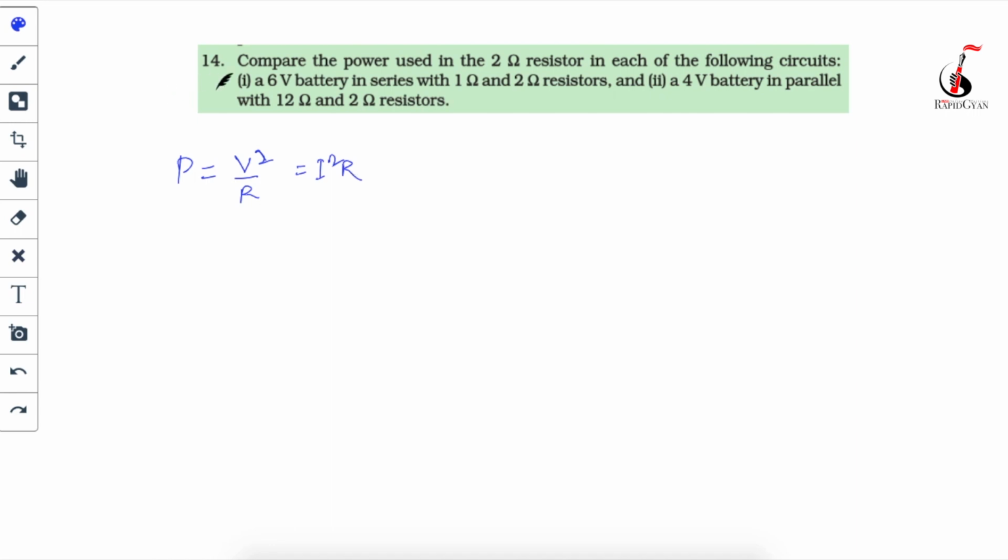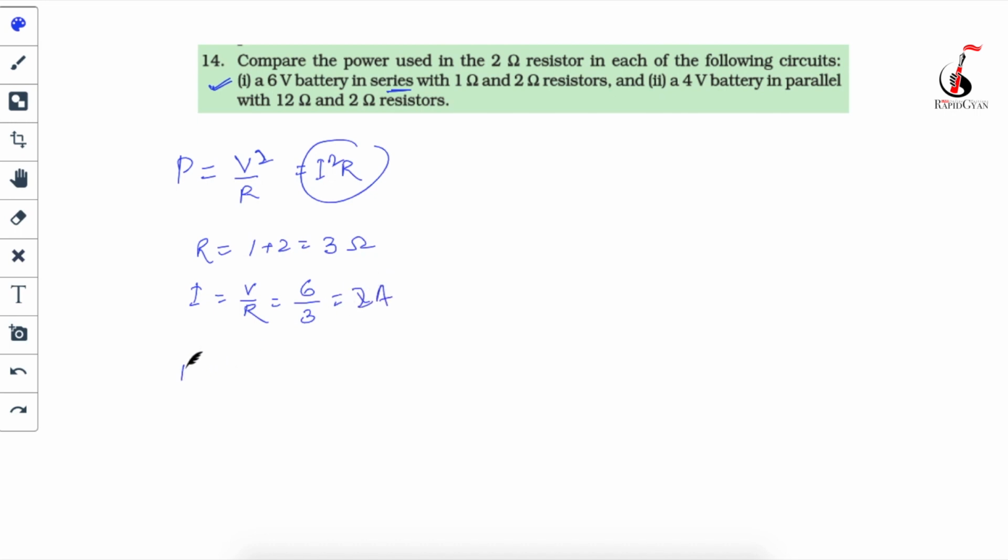See, in the first case, those are connected in series. If you remember, in series your current is constant, but your voltage is different for different resistors. So in the first case we are going to use the I square R formula. If they are connected in series, what will be the equivalent resistance? Equivalent resistance will be 1 plus 2, which is equal to 3 ohm. So what will be your current? Your current will be V upon R. V is 6 and the resistance we have found is 3. So you will get 2 ampere.